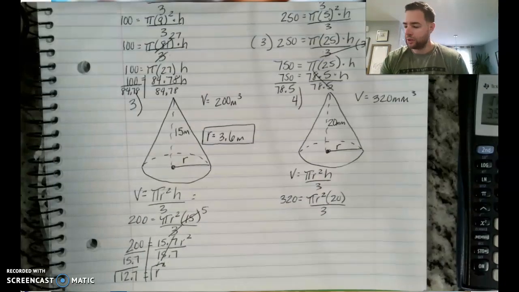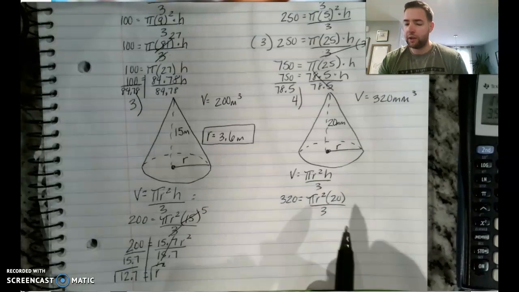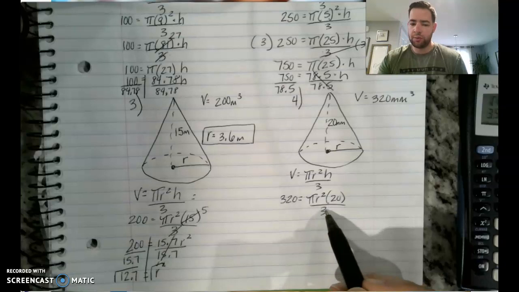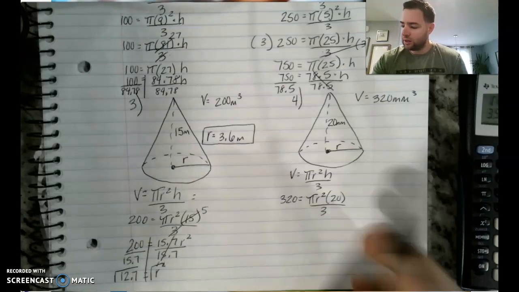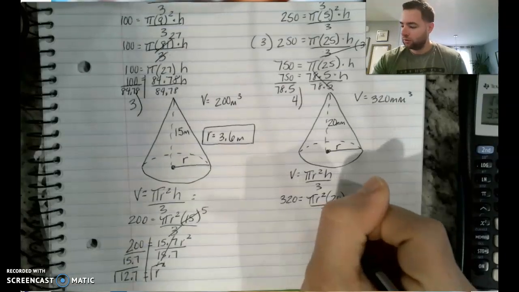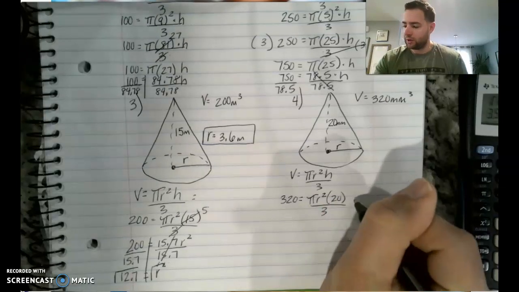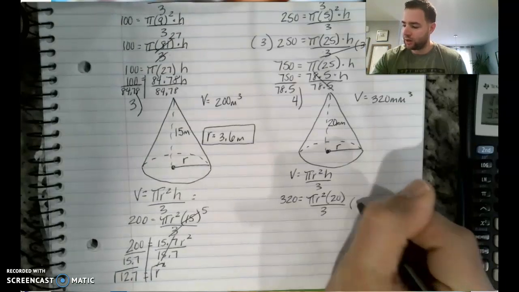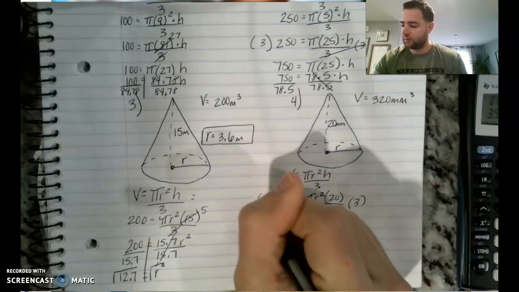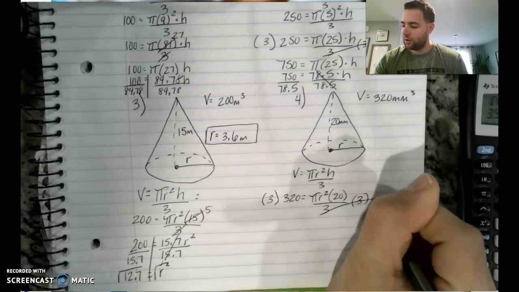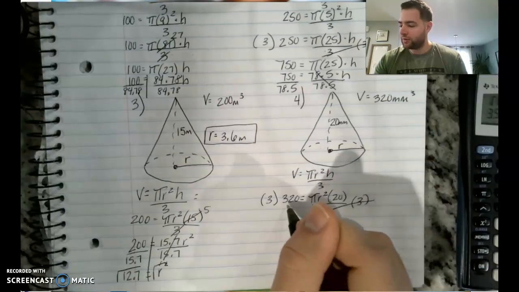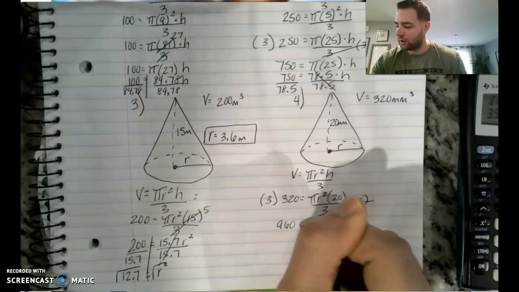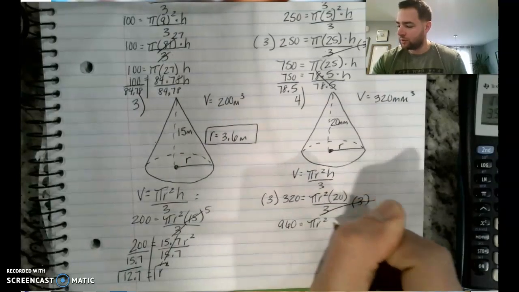Now, unlike the problem we just did, I could divide 15 by 3 and simplify. I cannot divide 20 by 3 to get a whole number, so what we're going to have to do is, to get rid of this 3, we're going to multiply both sides by 3, because right now it's being divided by 3. So the inverse of divide by 3 would be to multiply both sides by 3. Show what cancels. We have 320 times 3, which is going to give us 960 equals pi r squared times 20.